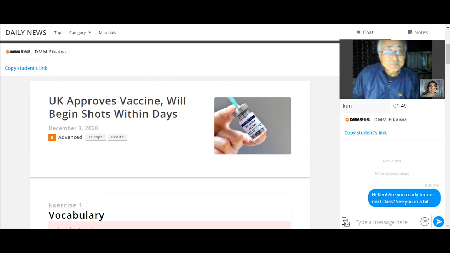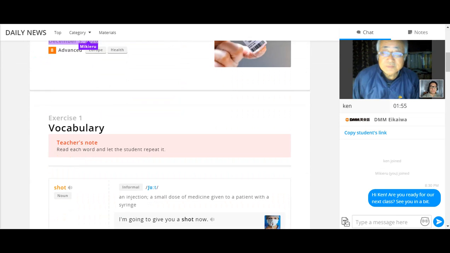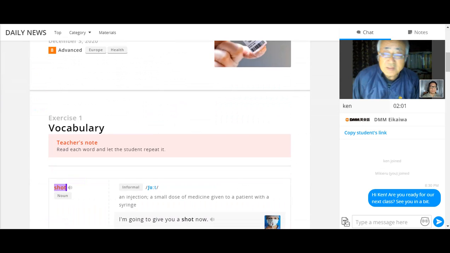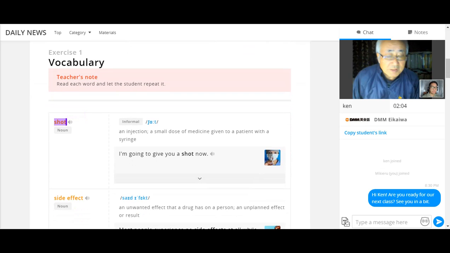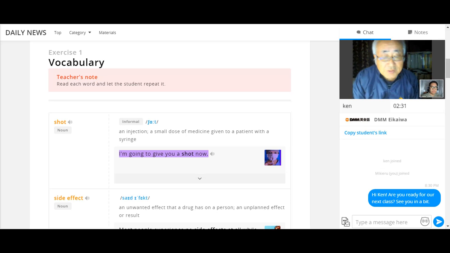Okay, so let's discuss. UK approves vaccine, will begin shots within days. First word is shot. Shot: an injection, a small dose of medicine given to a patient with a syringe. Syringe. I'm going to give you a shot now.